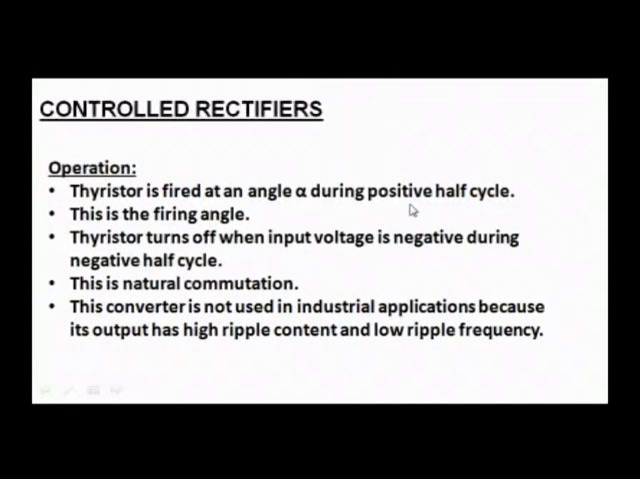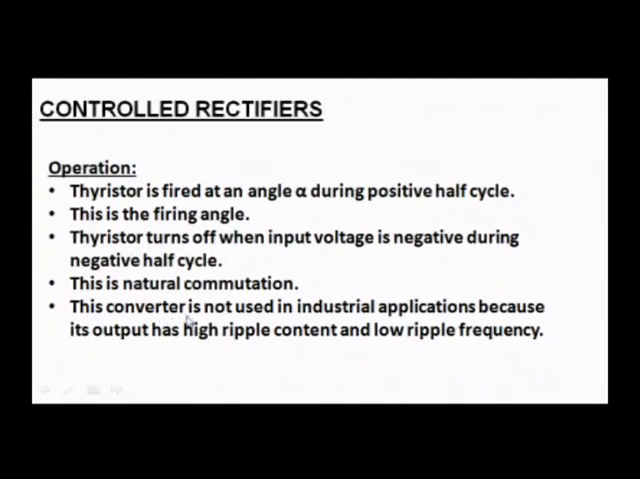Okay. Now, operation I have already talked about. The thyristor is fired at an angle alpha during a positive half cycle. You must write this, positive half cycle only, and this is called the firing angle. One more thing to note down is that the thyristor turns off when the input voltage is negative during the negative half cycle, and this is natural commutation.